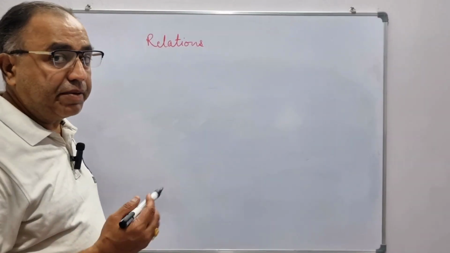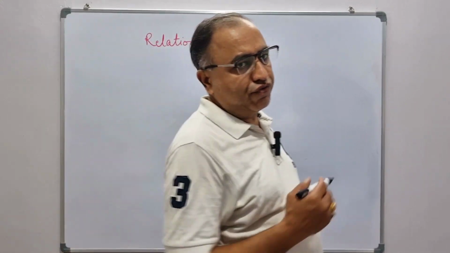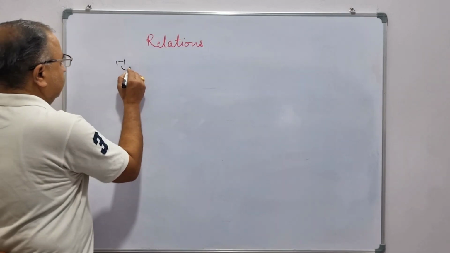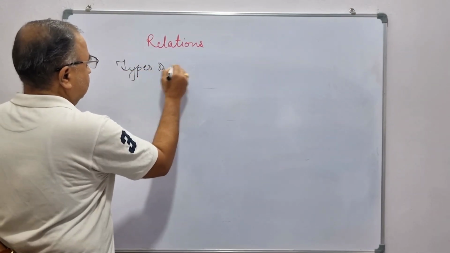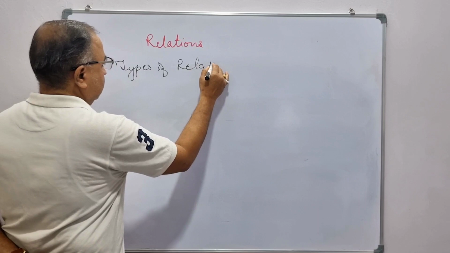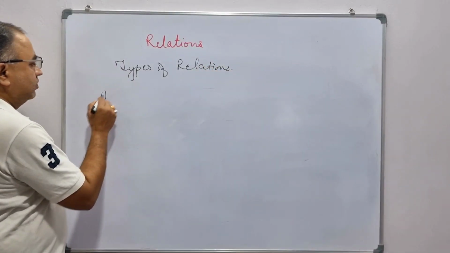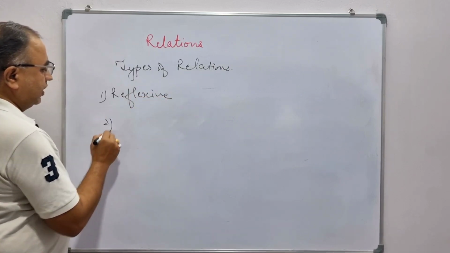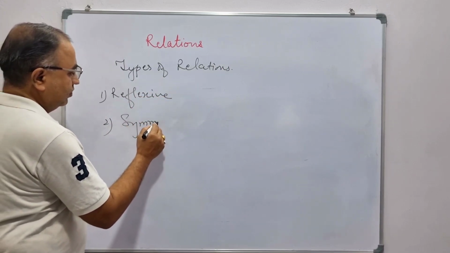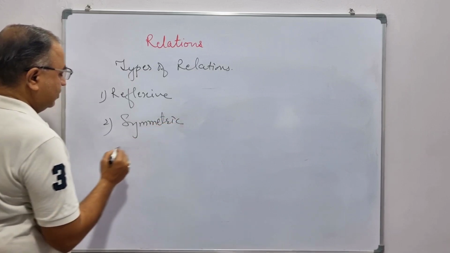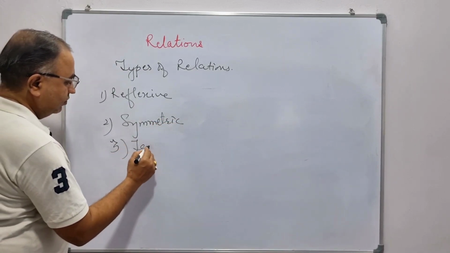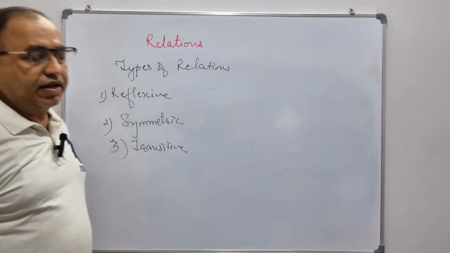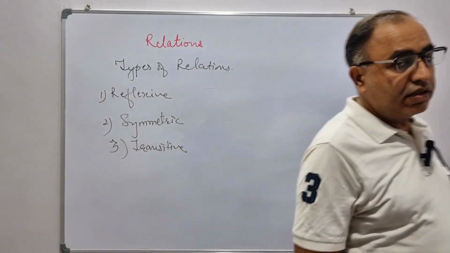Now the next is types of relations, right? So in your course there are 3 types of relations. First is reflexive, second symmetric, and third is transitive. So there are 3 types of relations: reflexive, symmetric and transitive.